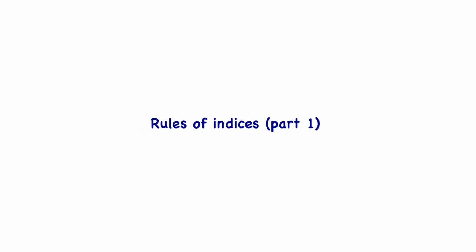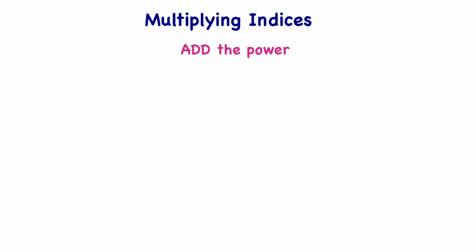Rules of indices, Part 1. Powers and indices are the same thing, and the singular for indices is index. So let's have a look at some of these rules. The first rule is multiplying indices. When you multiply indices, you add their powers.